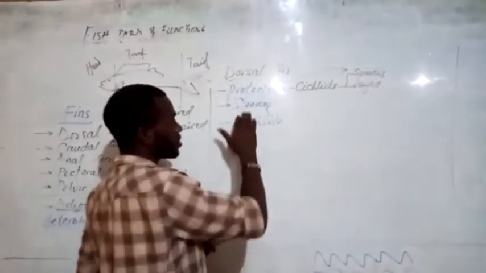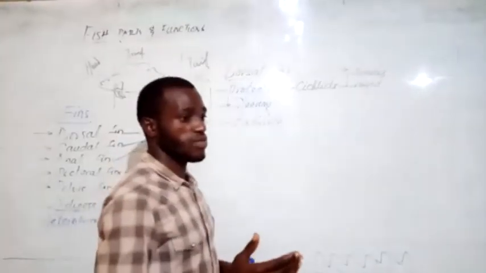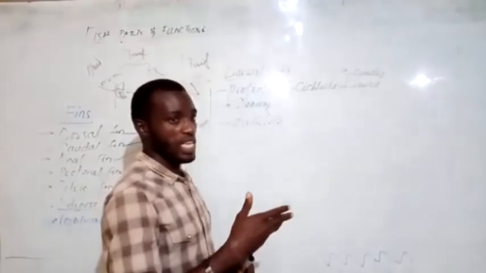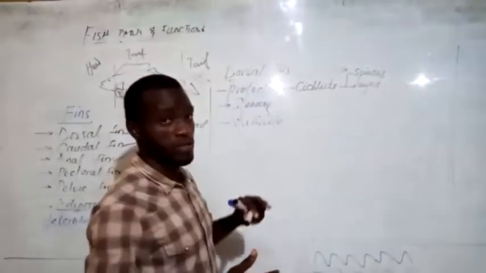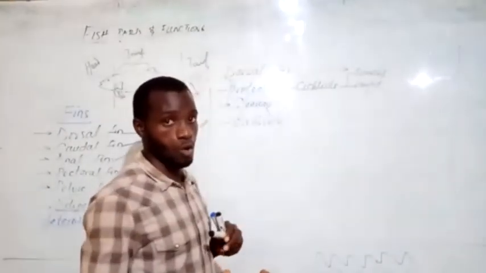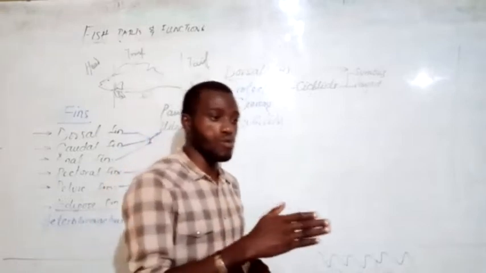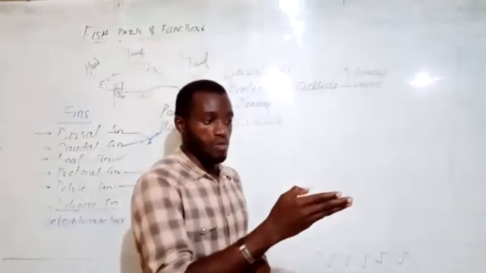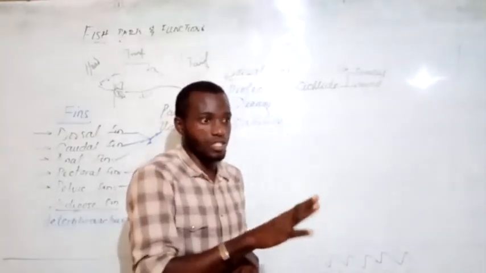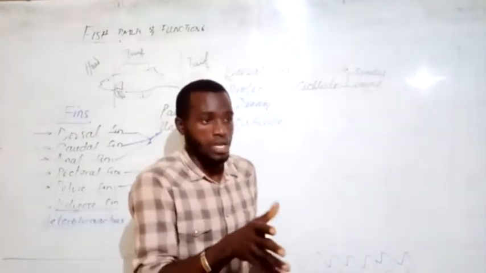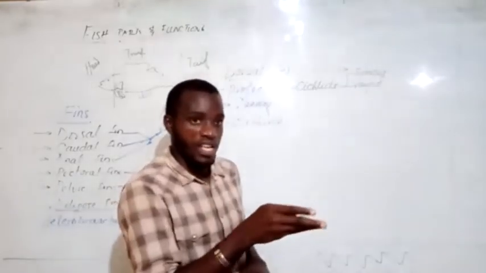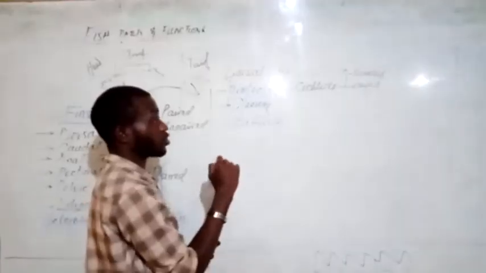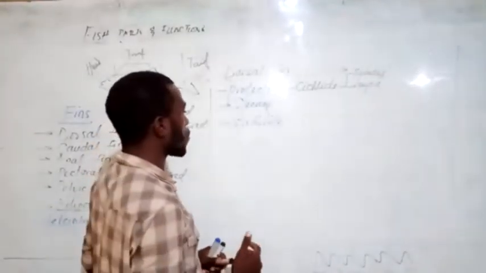Now the other function is steering. Steering is the control of direction in the fish during locomotion. So as the fish moves in the water, it is able to steer, that is move from one direction to the other, not necessarily change direction totally, but actually maneuver its way through the water. So the dorsal fin helps in steering, just like the steering of a car, of course.